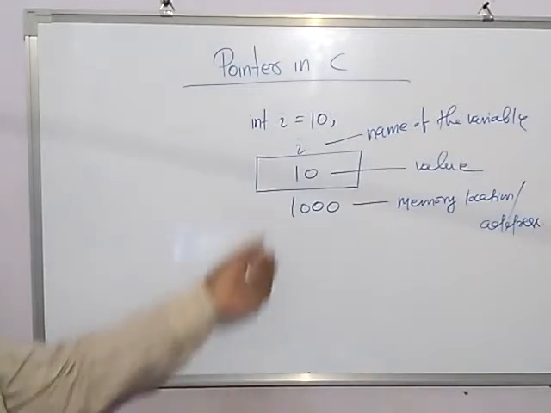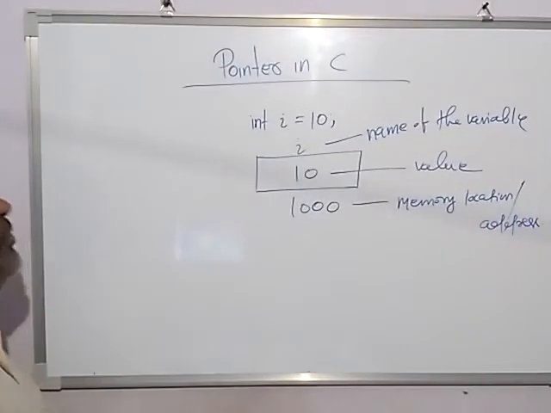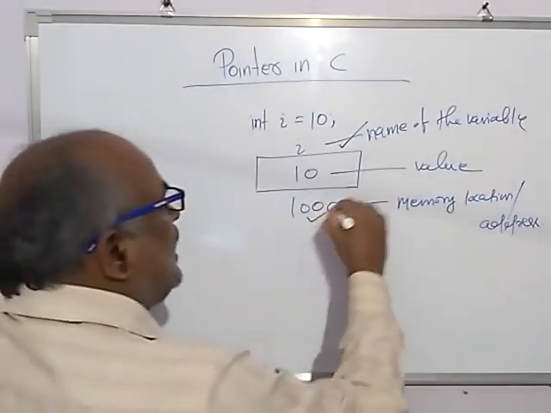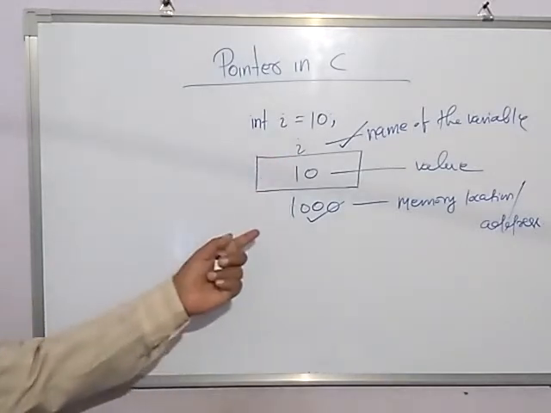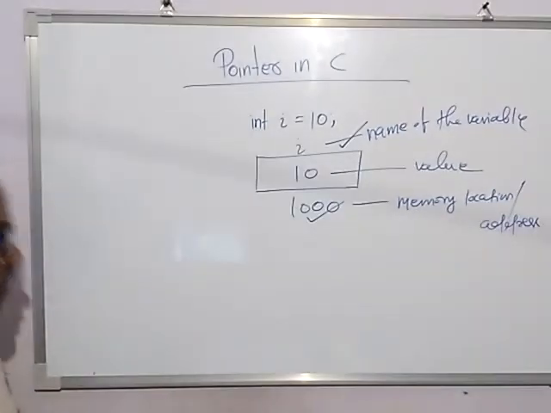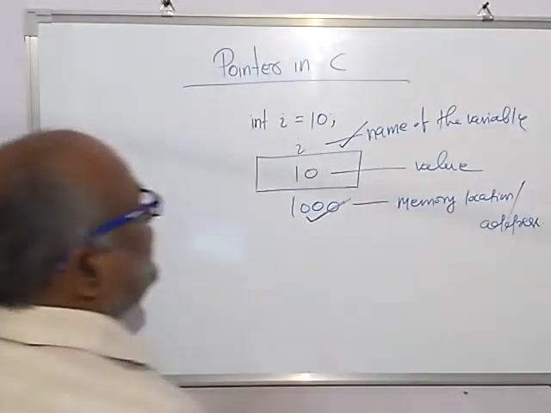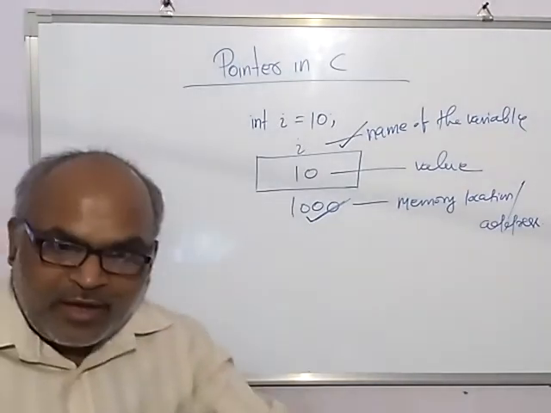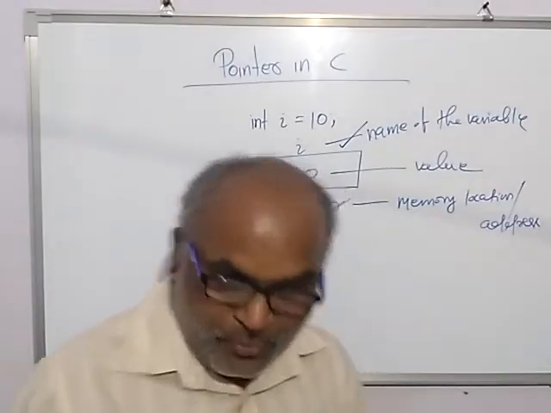So how can we access the value of the variable? That means how can we access 10? To access the value of a variable, you can use either the name of the variable or the address of the variable. Since you can access the value of the variable by using its address, you can store this address into another variable, and that variable is called a pointer variable.